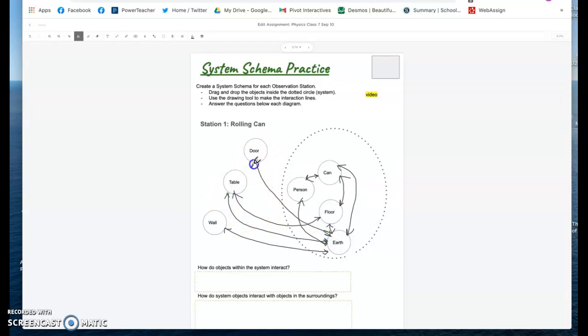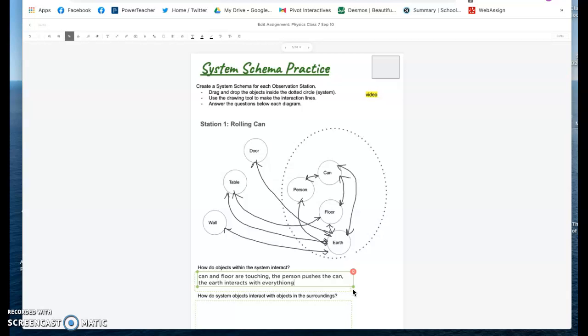So we're just trying to start to think about things that are interacting. How do objects within the system interact? So I might say something like, can I type in this box? The can and floor are touching. The person pushes the can. And then the earth interacts with everything.